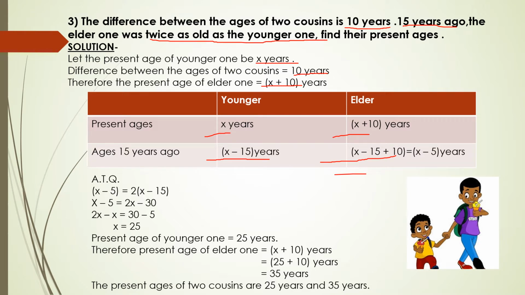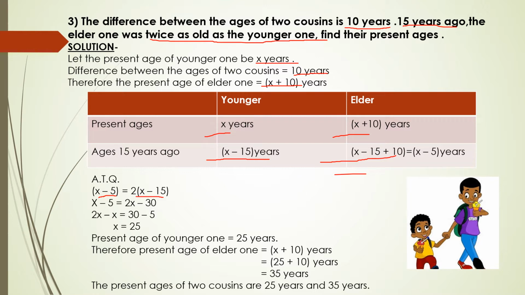Now according to the question, read the language. 15 years ago the elder one was twice as old as the younger one. That means we have to apply the condition on the ages 15 years ago. So x minus 5, age of elder one, is equal to twice the age of younger one.